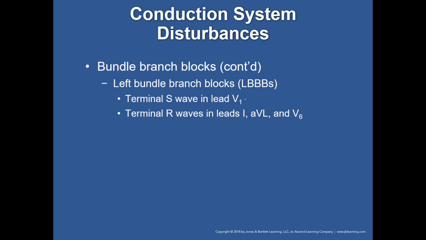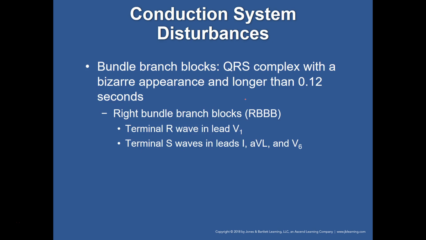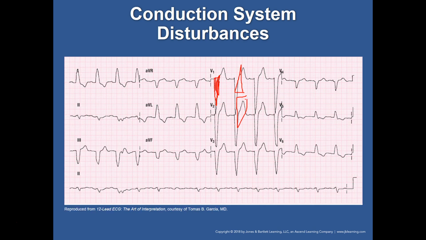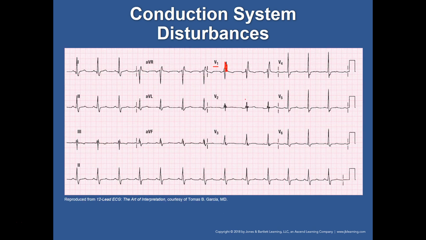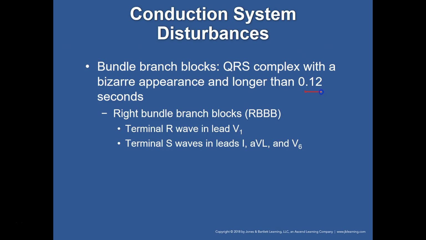You're more than welcome to remember these rules, being a terminal S wave in lead V1 and a terminal R wave in lead V1, but this is an easier way. Now remember, you also have to have 0.12 or greater of QRS for that to work. So that's, real quick, conduction system disturbances, talking about bundle branch blocks.